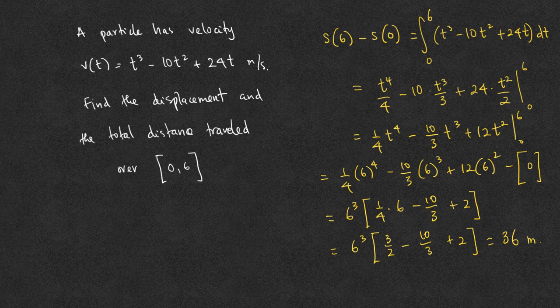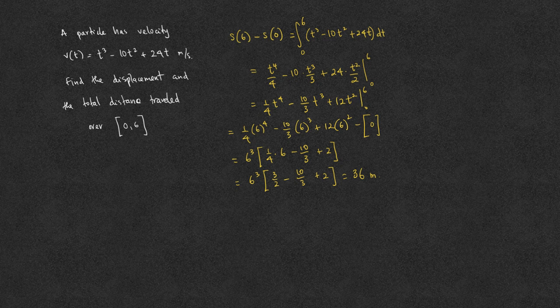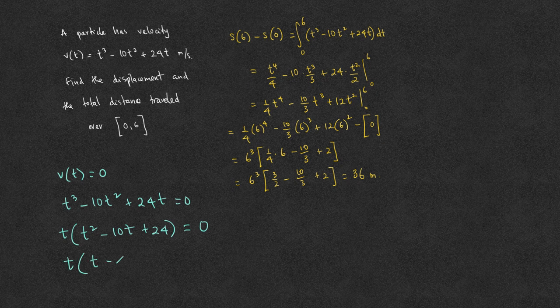To find the total distance traveled, we will first need to find where the velocity is 0. And to do that, we set the velocity equal to 0 and we solve for t. This is t cubed minus 10t squared plus 24t equals 0. Factor out t, we have t squared minus 10t plus 24 times t equals 0. And we can factor this out further. t times t minus 4 times t minus 6 equals 0. Negative 4 times negative 6 is positive 24, and negative 4 plus negative 6 is negative 10. And so t equals 0, t equals 4, t equals 6.